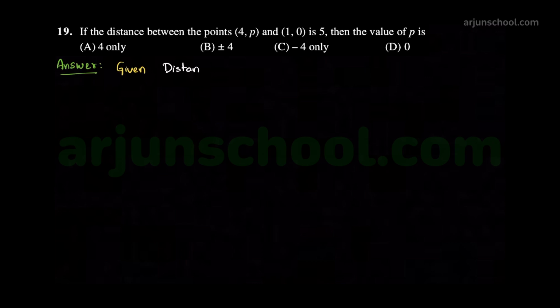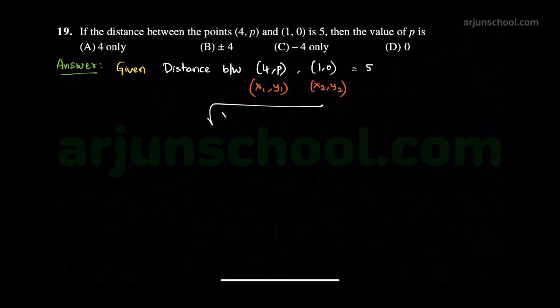We are given the distance between the points (4, P) and (1, 0) is 5. Let us consider the point (4, P) as (x1, y1) and the point (1, 0) as (x2, y2). And the formula for the distance between these 2 points is root over (x2 minus x1) whole square plus (y2 minus y1) whole square, which is equal to 5.